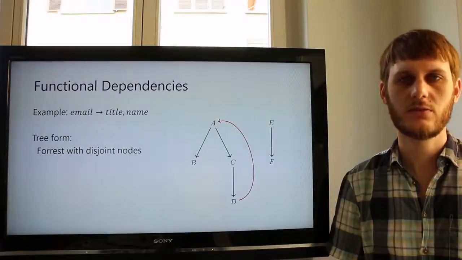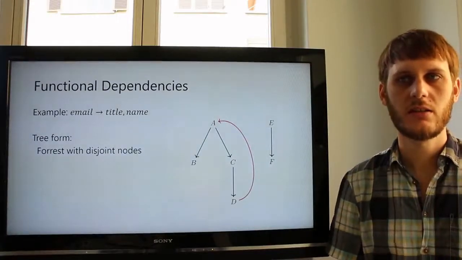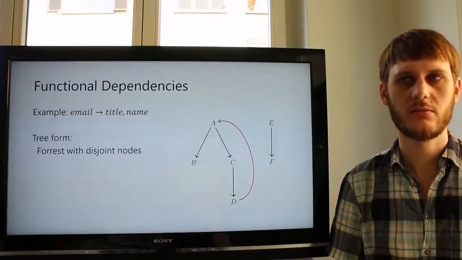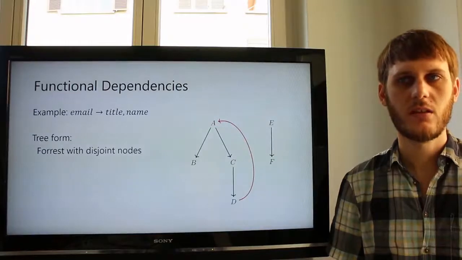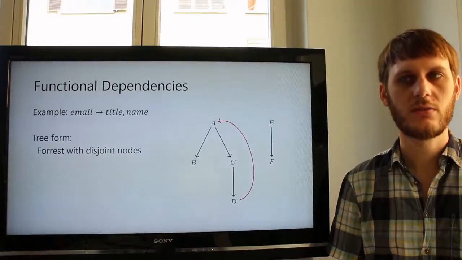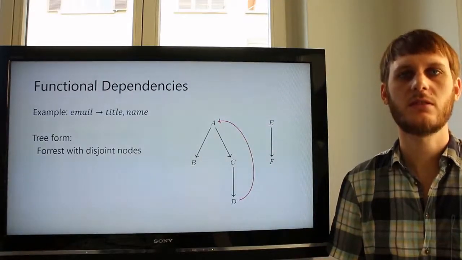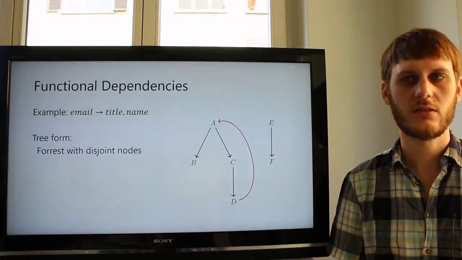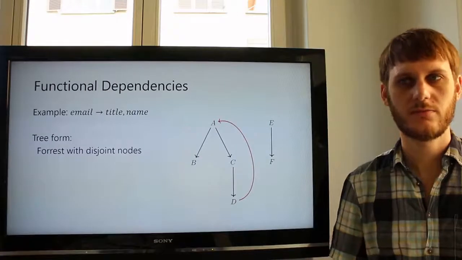Lenses must also track functional dependencies statically. An example is a constraint that requires the unique title and name for each email. Relational lenses require functional dependencies to be in tree form. Tree form essentially means that the functional dependencies form a forest with just disjoint nodes. The example on the right shows a graph which is not in tree form. In this particular case, it contains the edge D to A, which breaks the acyclicity check.